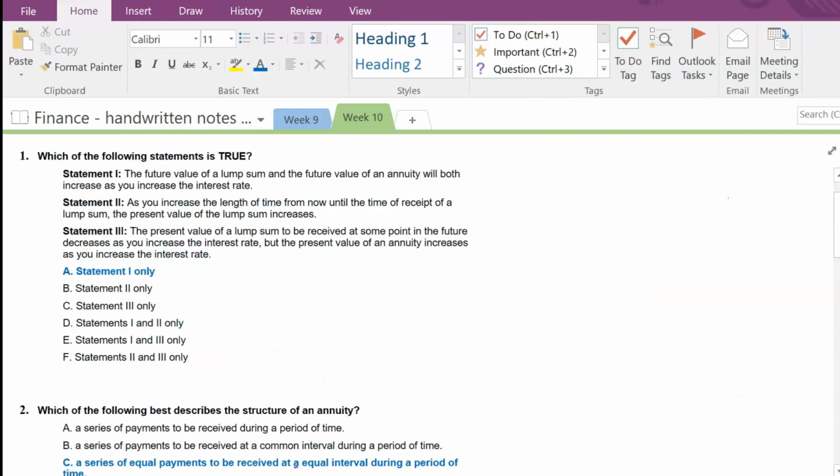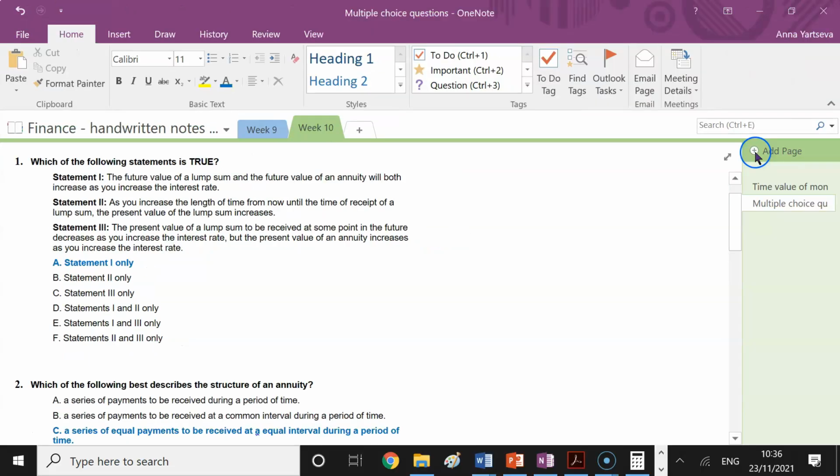Okay, let's proceed to multiple choice questions then. First exercise, multiple choice exercise. Which of the following statements is true? Statement 1, future value of a lump sum and future value of an annuity will both increase as you increase the interest rate. This is correct because you compound certain capital at the higher interest rate. Apparently your ending balance is going to be higher. So statement 1 is correct.